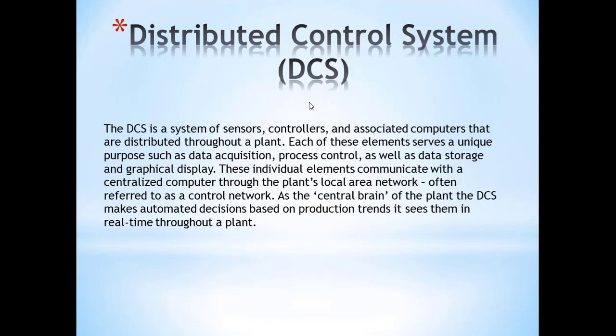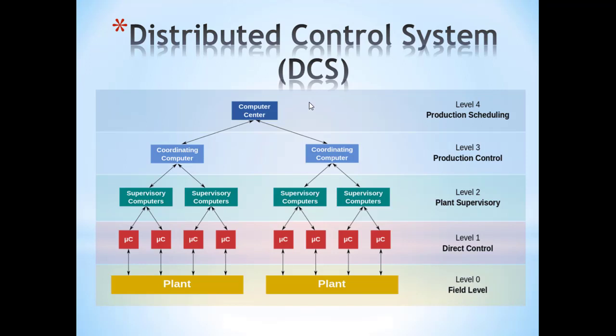You will have a computer from the machine level to the supervisor level, the manager level, the plant level, and the industrial level. So everywhere your computer is connected, and all the computers will be connected through a LAN, a local area network. Okay, so this is how your diagram will be.